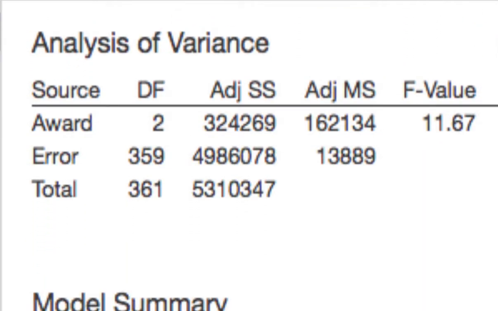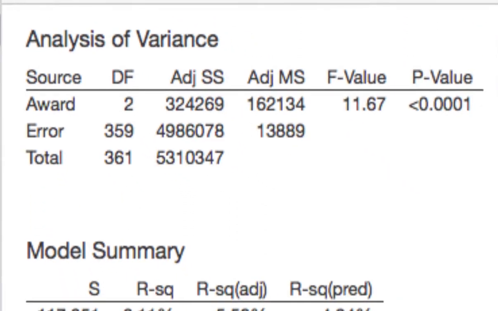Next, we have analysis of variance. This is also known as the ANOVA source table. The source of award is our between groups variation. So the degrees of freedom here is k minus 1, the number of groups minus 1. Error is our within groups variation. So here the degrees of freedom are n minus k.